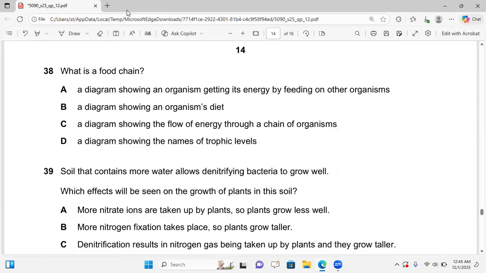What is the food chain? We can say a food chain is a proper interlink between the organisms. A diagram showing an organism getting its energy by feeding on other organisms. A diagram showing an organism's diet. A diagram showing a flow of energy through a chain of organisms. Option C is perfect. It is in the form of a definition of a food chain: the diagram showing a flow of energy through a chain of organisms.